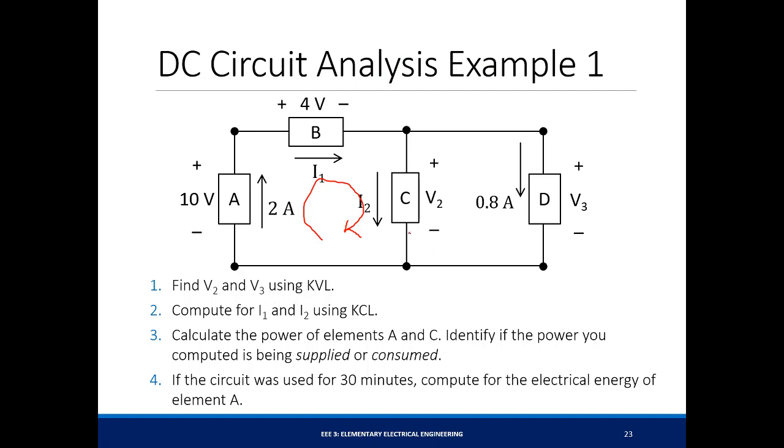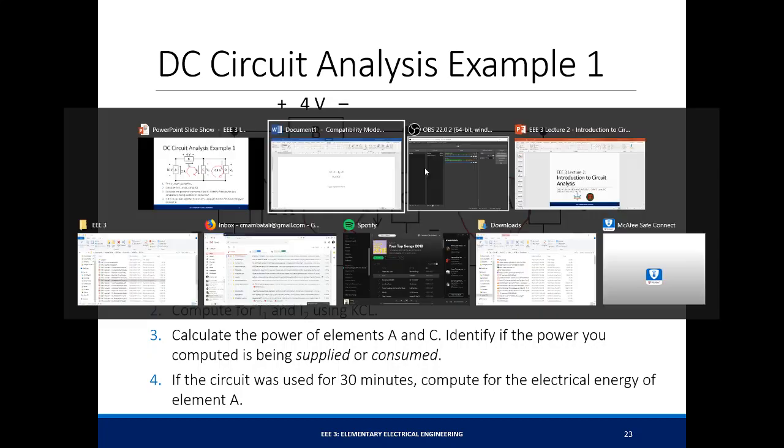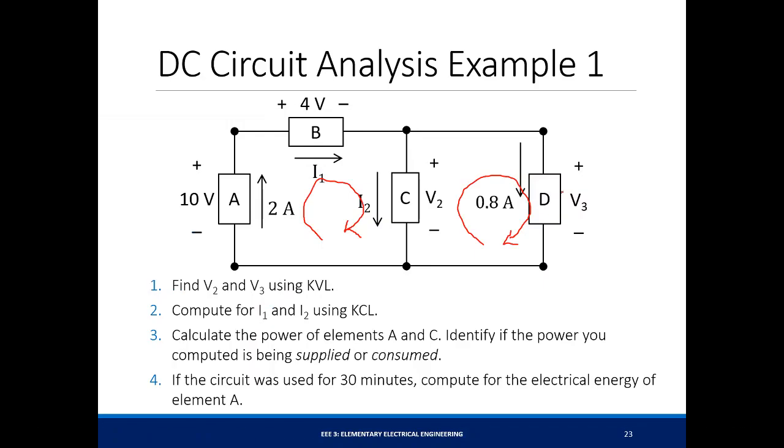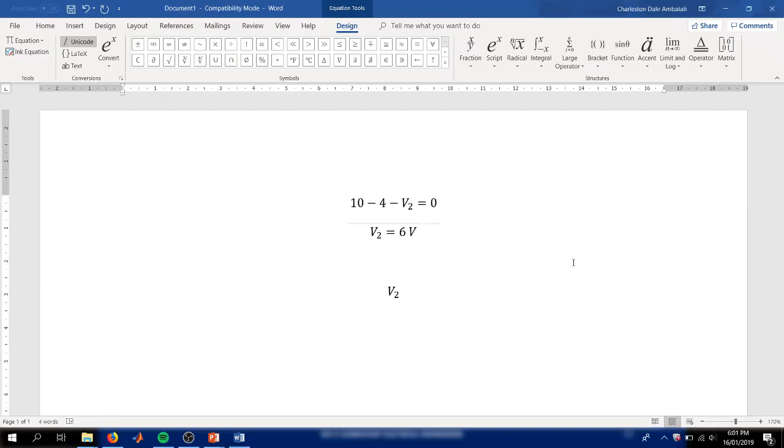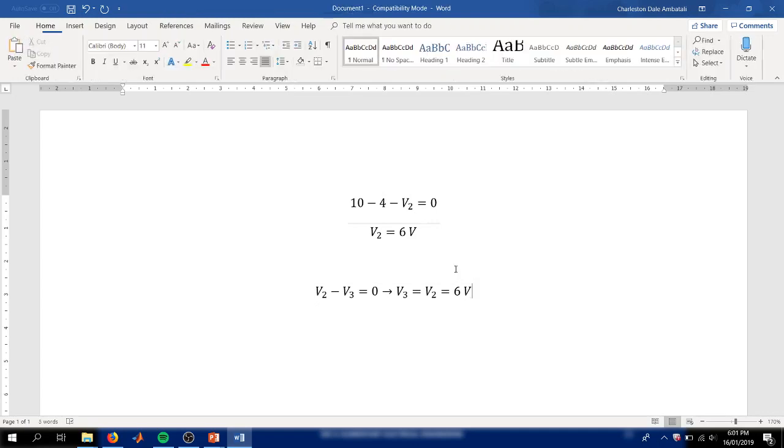Next, you'll solve for V3. Let's use this loop right here. From this loop, you enter V2 from the negative to the positive, so V2 becomes positive in the equation. And for V3, you enter the positive and leave in the negative. Therefore, V3 is negative, and that is equal to 0. And you'll get by transposition V3 equal to V2, which is 6 volts.